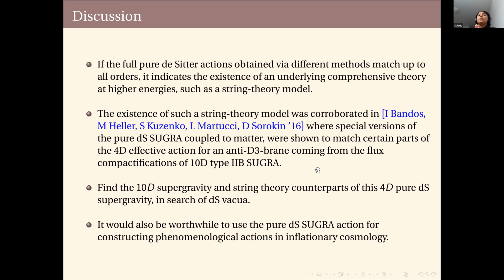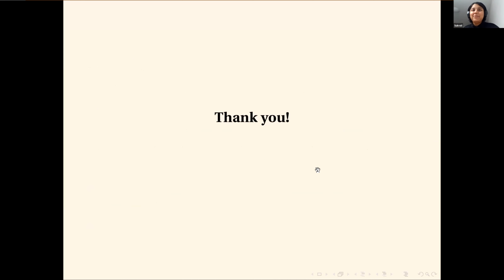And it will also be interesting to use this pure de Sitter supergravity action for constructing phenomenological actions in inflationary cosmology, because I think that there are quite many interesting models possible with it. So this is as much as I have on this topic for now. That's all. If you have any questions, you're welcome to ask.